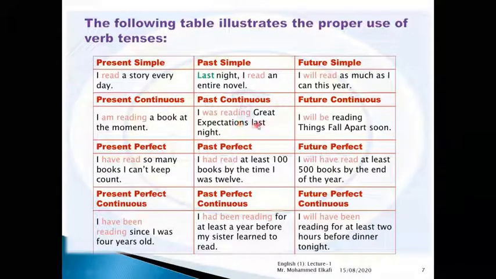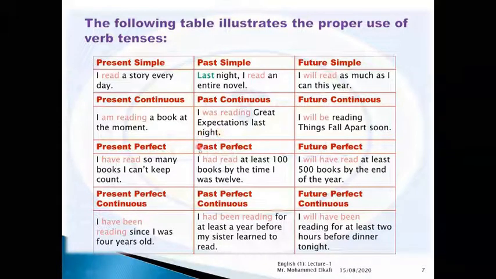I was reading. So when we think of I, he, she, it, we use was plus verb plus ing. With you, we, and they, we use were plus verb plus ing.